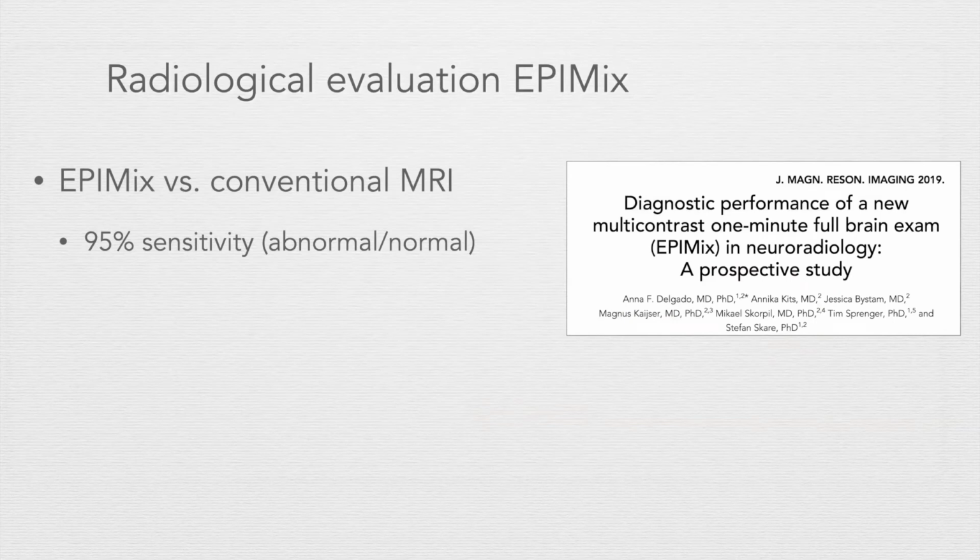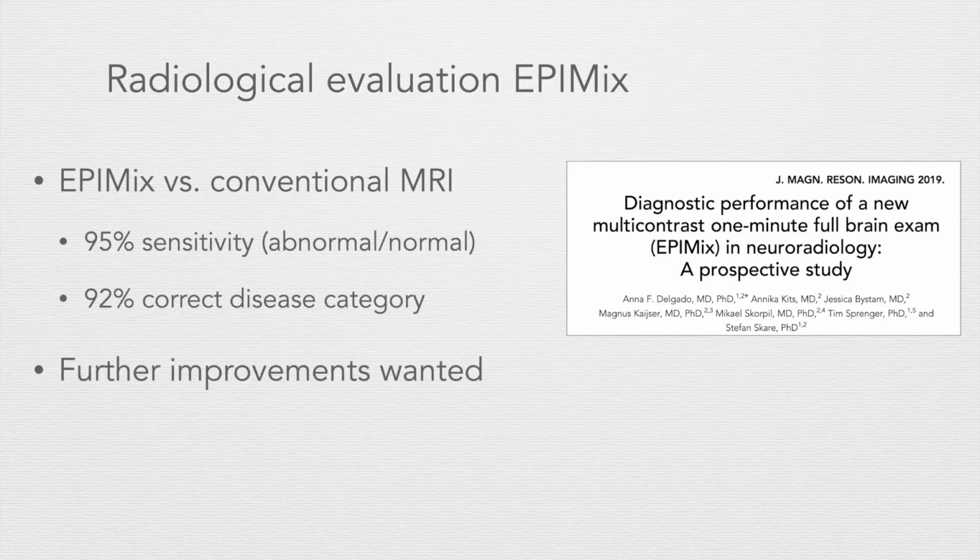So we have about 95% sensitivity in saying whether the patient is normal or abnormal, which is a low bar, but we also have a 92% correct disease category for EPIMix.